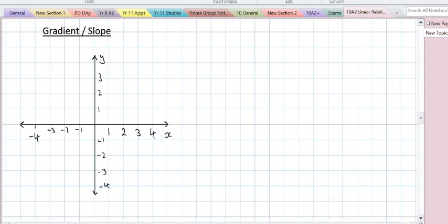Can we get started, please, by taking out your notebooks and writing gradient/slope at the top, and then drawing a Cartesian plane underneath like I have.